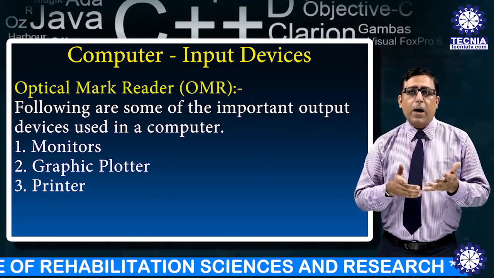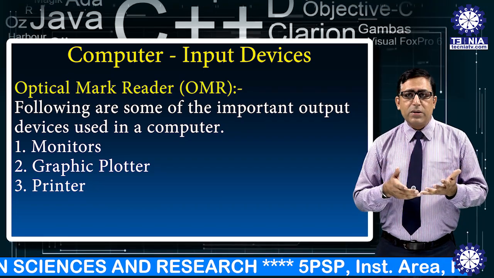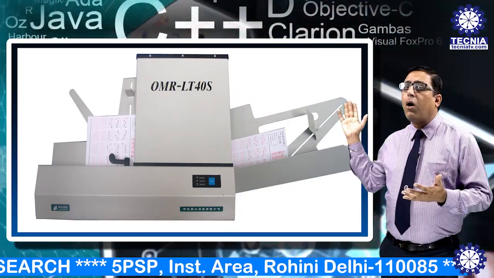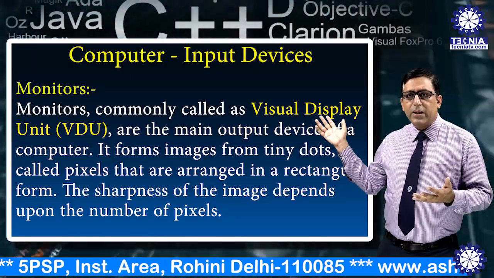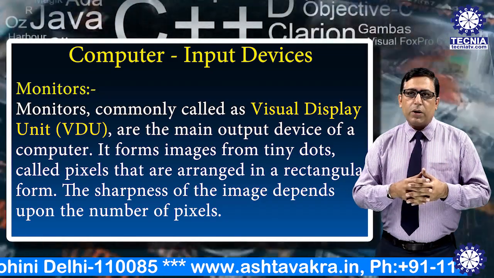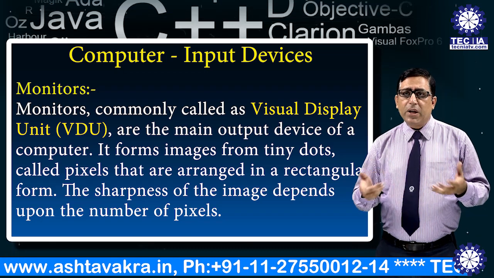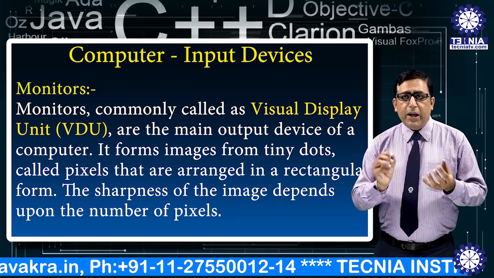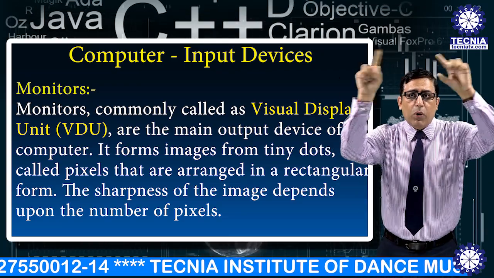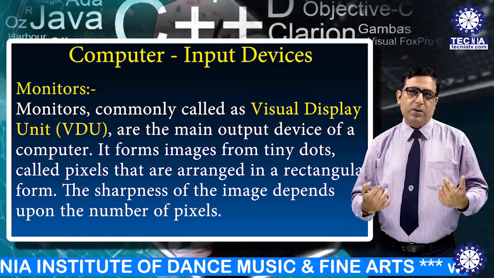Following are some of the important output devices used in a computer, like monitors, graphic plotters, printers, and even you can see the sample sheet of OMR. Now we are discussing the monitors. Monitors, commonly called visual display unit, VDU, are the main output device of a computer. It forms images from tiny dots called pixels that are arranged in a rectangular form. The sharpness of the image depends upon the number of pixels you are getting.